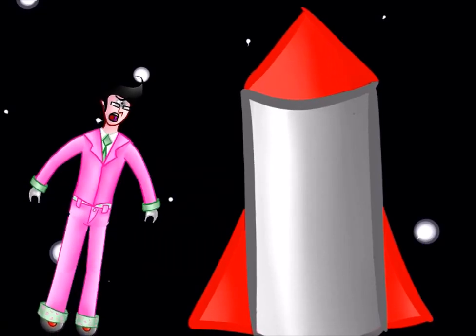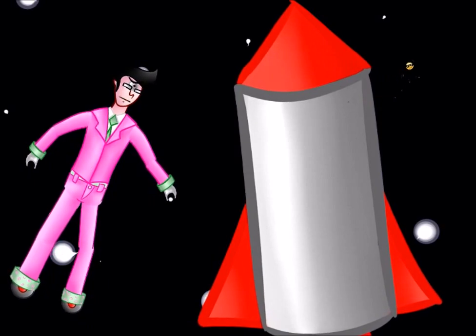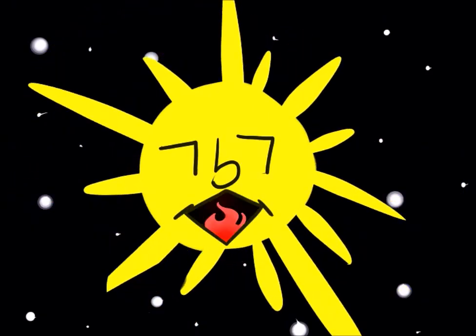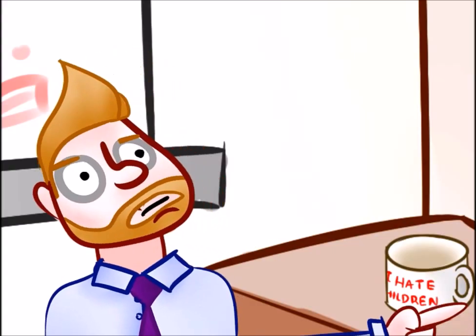Use tangent to find the length of the tip of a side of a rocket that we're going to use to blow up the sun. I'm going to destroy the world! Yay!